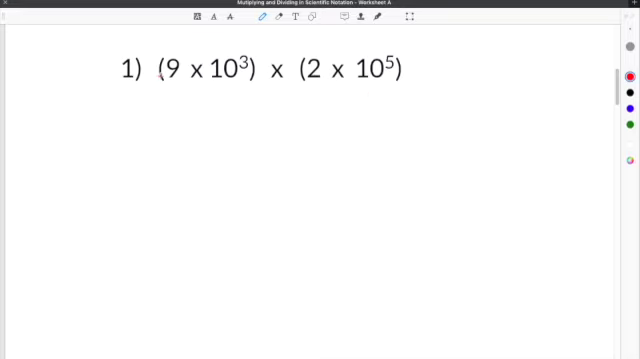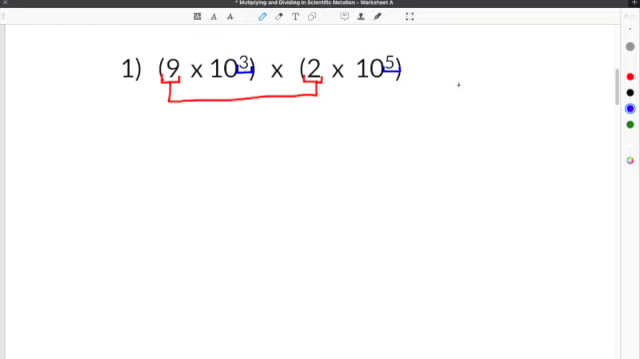When multiplying numbers in scientific notation, you are going to multiply the two coefficients together. So in this case, our coefficients are 9 and 2, so we will multiply these together. And then you will add the exponents of 3 and 5.